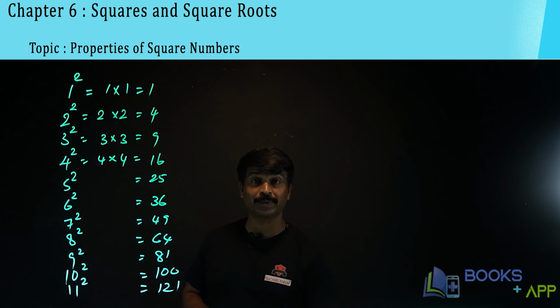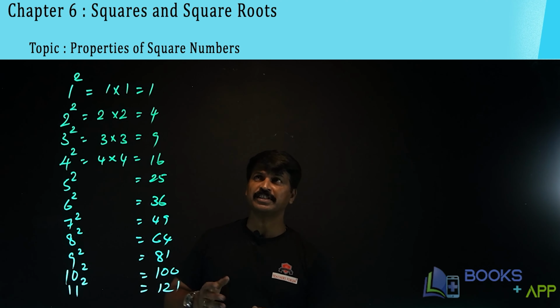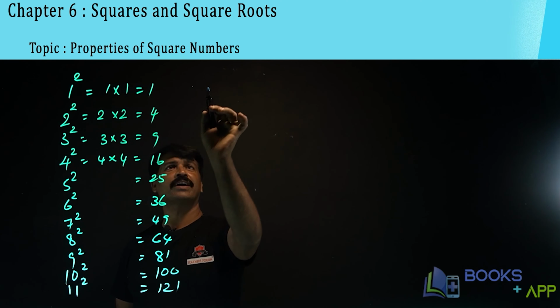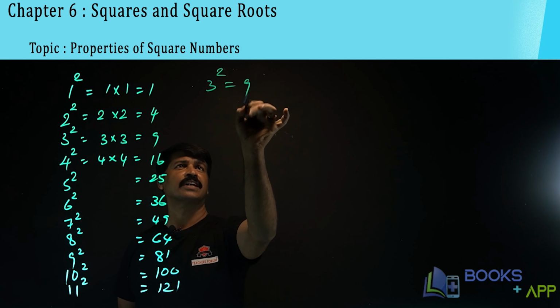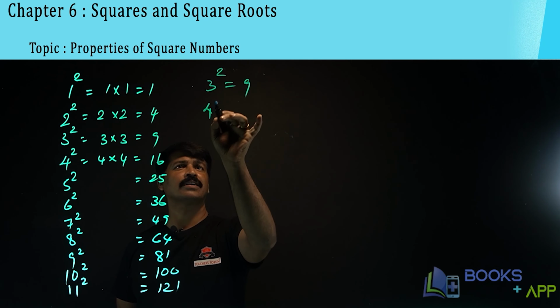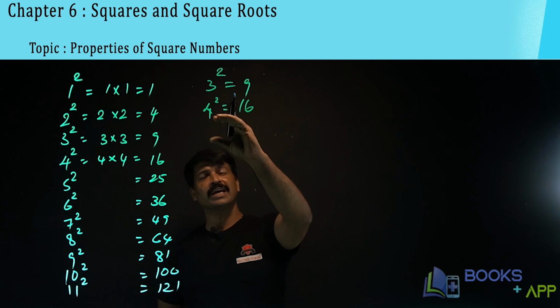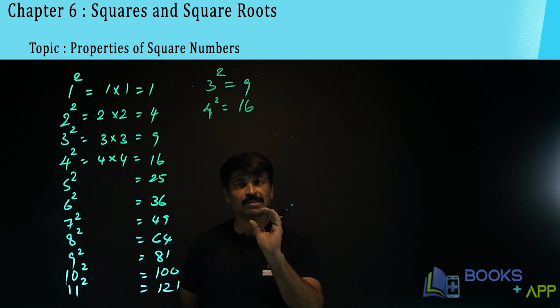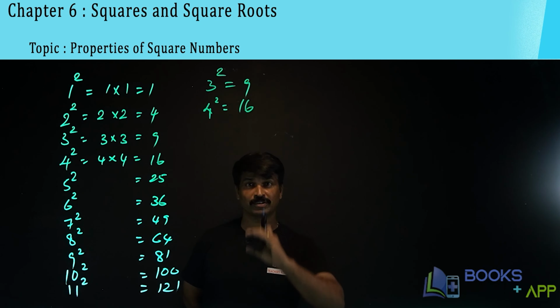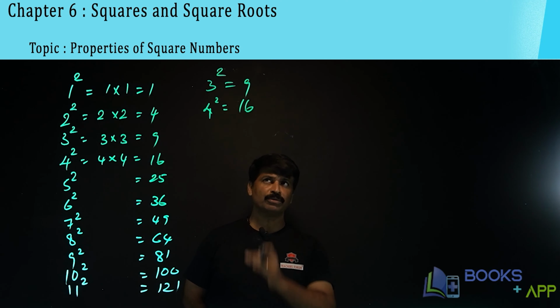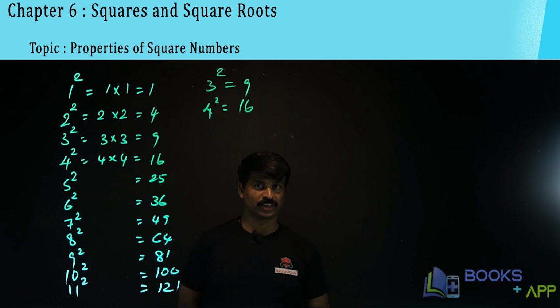Now, we will see some properties of squares. The first property is, what is 3 square, children? 3 square is 9. What is 4 square? 4 square is 16. So, 3 and 4 are consecutive numbers. 3 square and 4 square are squares of two consecutive numbers. Now, 3 square is 9 and 4 square is 16.